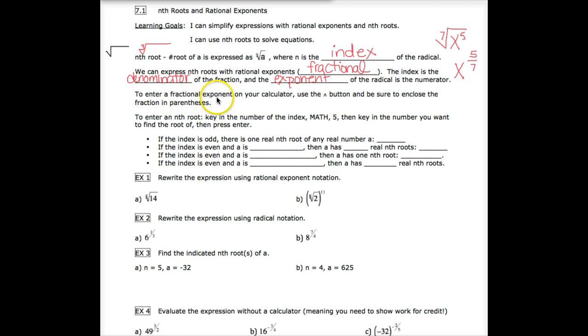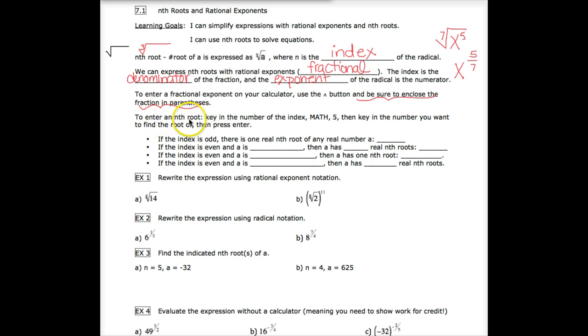If you want to enter a fractional exponent, you're going to use this caret button. Now, this note here is only on the older models. If you have one of the newer models where it automatically makes the actual fraction bar in the exponent, then you don't need to worry about the parentheses. But if you have an older model where you literally see the caret after you press it in, then you need to make sure you enclose that fraction in parentheses, otherwise you will not get the correct answers. So that's how we enter fractional exponents.